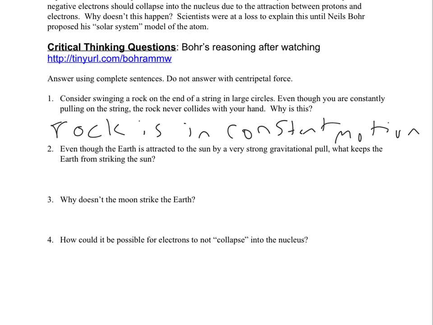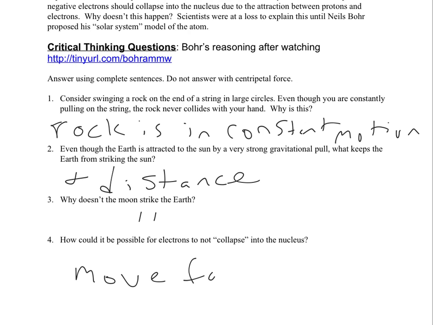And then the Earth is attracted to the sun. What keeps the Earth from striking the sun? Constant motion and distance. Why does the moon not strike the Earth? Constant motion and distance. And how could it be possible for electrons not to collapse into the nucleus? Again, they're really far away relative to the size of an electron and the size of a nucleus, and they move fast.